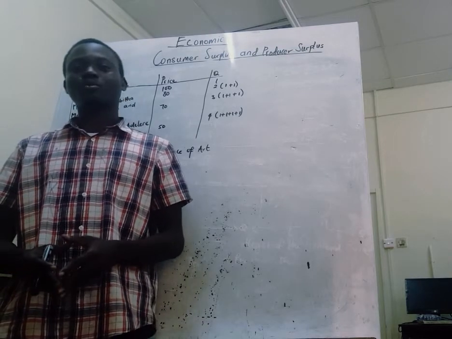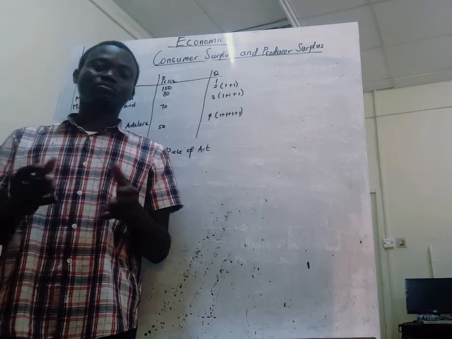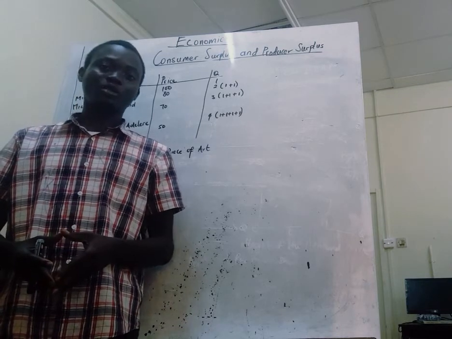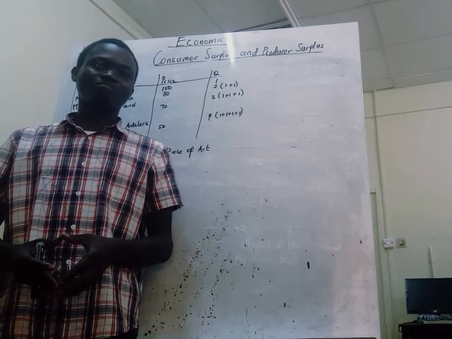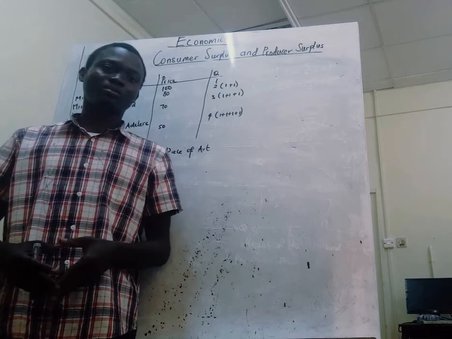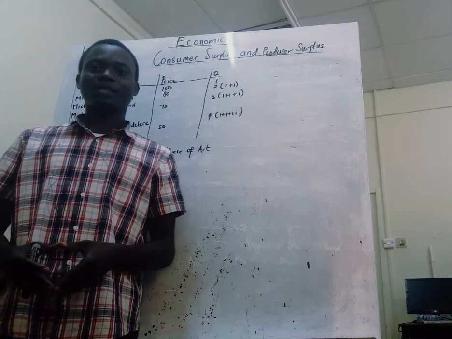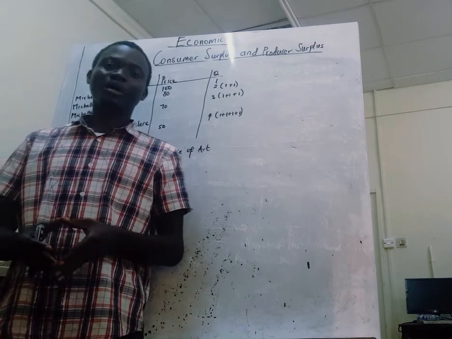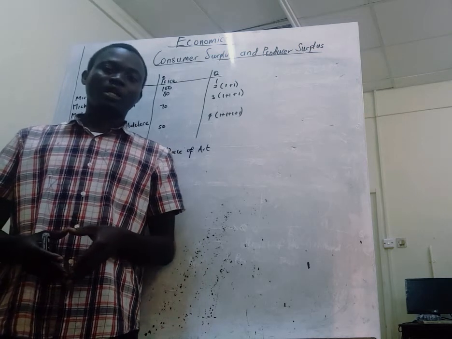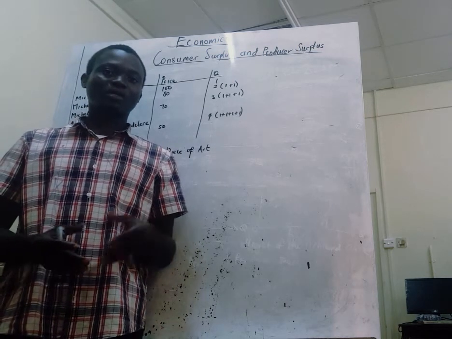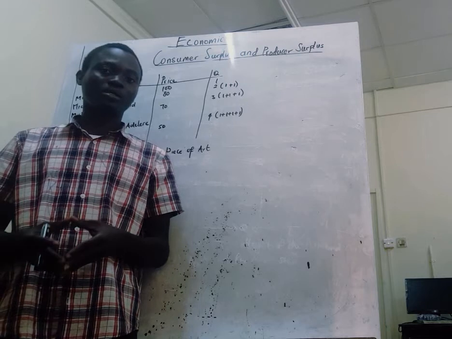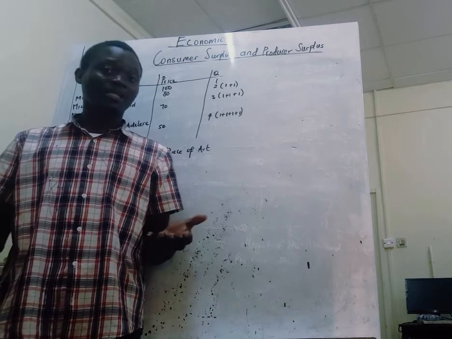Now let me give you an example. Let's say you, as a consumer, want to buy a bicycle, and you budgeted 5,000 naira for the bicycle, but on getting to the market, you discover that the exact bicycle that you want to buy costs 3,800 naira. So the difference between 5,000 and 3,800 naira, which is 1,200 naira, is your consumer surplus. It's as simple as that.